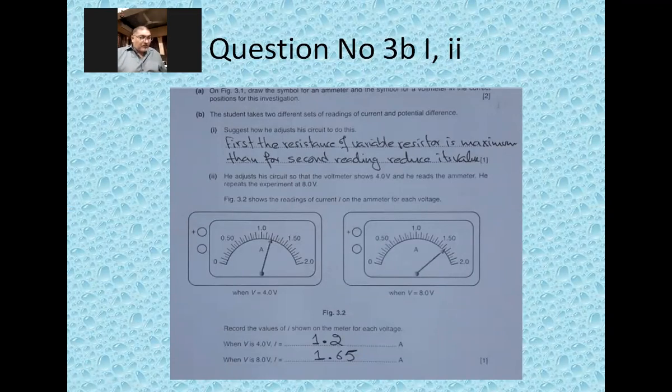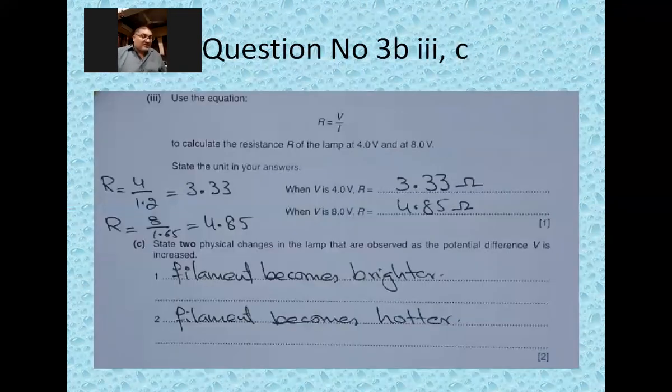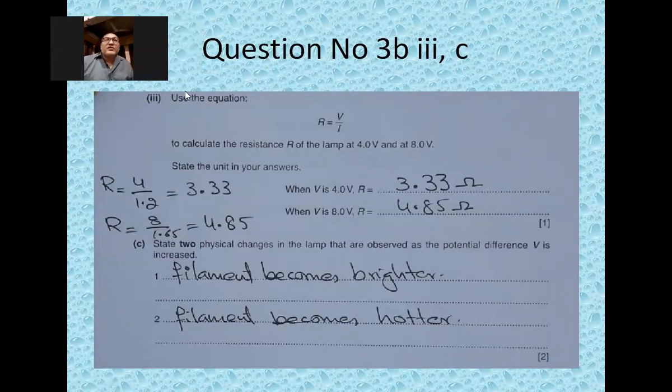Okay, so let's move to the next part of the question. This is the third part of the question. It says, use the equation R equals V by I to calculate the resistance R of the lamp at 4 volt and 8 volt. State the unit in your answer.